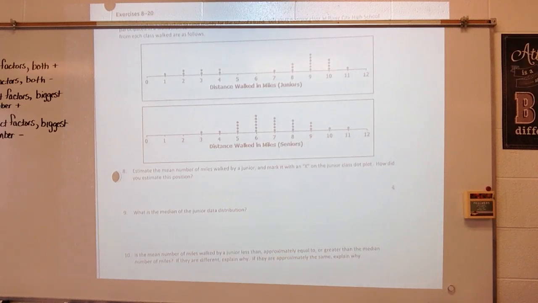All right, so it says estimate the mean number of miles walked by a junior and mark it with an X on the junior class dot plot. How did you estimate the position? Well, guys, if you look at this, it just says estimate. All right, we are estimating the mean. If you will notice, we're kind of skewed. We have some skewed data.